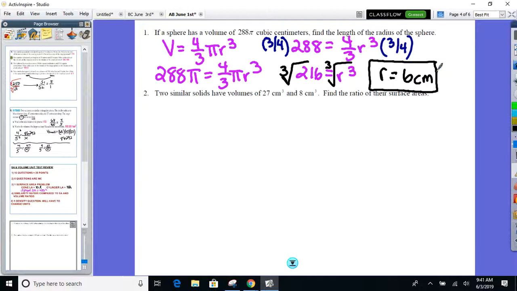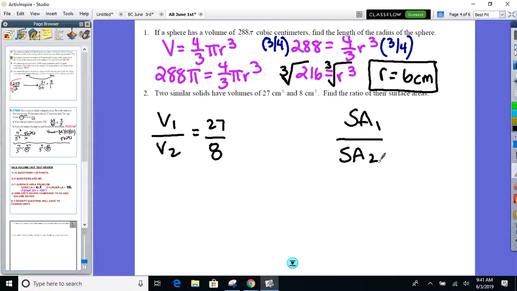You ready over there? Here's your question, I think, right? I give you the volumes, you want the surface areas. All right, so I know the volumes are 27 to 8. I need help to get to the surface area. That's what I'm looking for. And I have not given you anything to go directly from one to the other. You need to take a little detour.